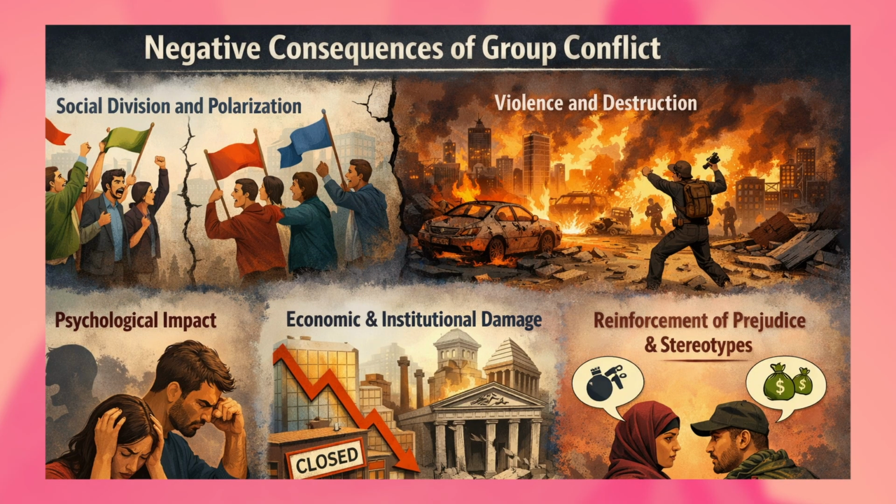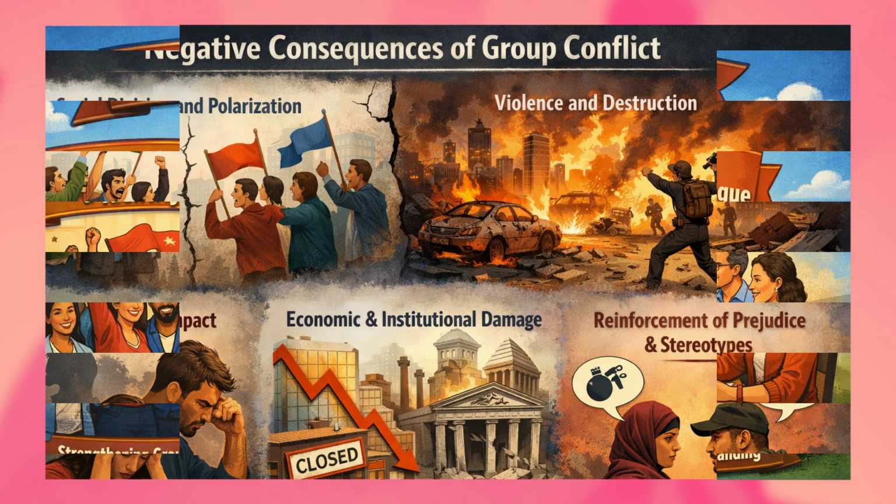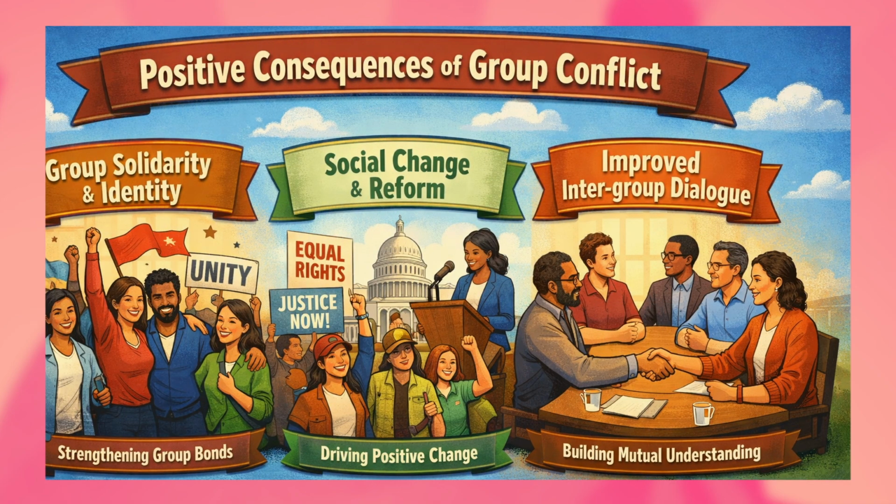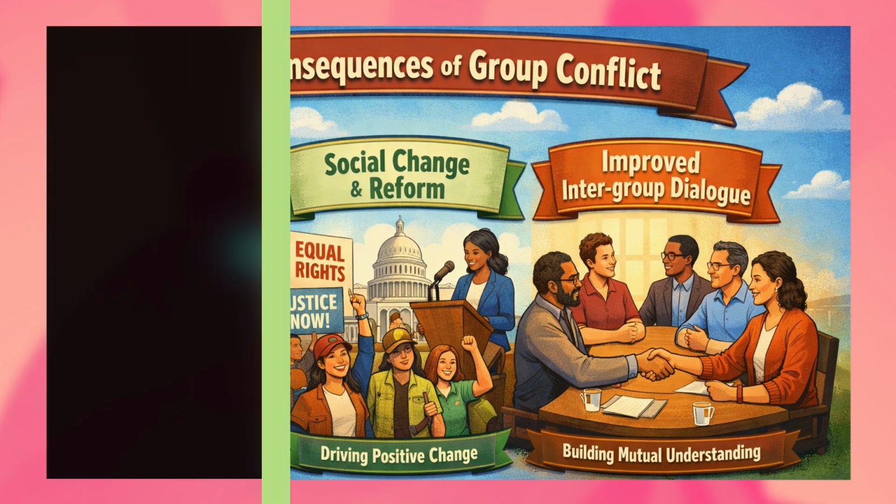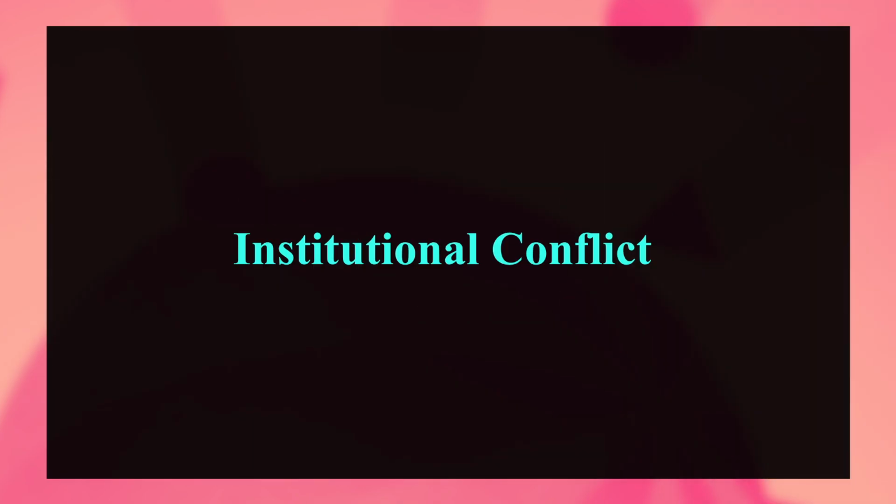Negative consequences include social division and polarization, violence and destruction, psychological impact, economic and institutional damage, reinforcement of prejudice and stereotypes. Positive consequences include group solidarity and identity, social change and reform, and improved intergroup dialogue. Now coming to the institutional conflict.